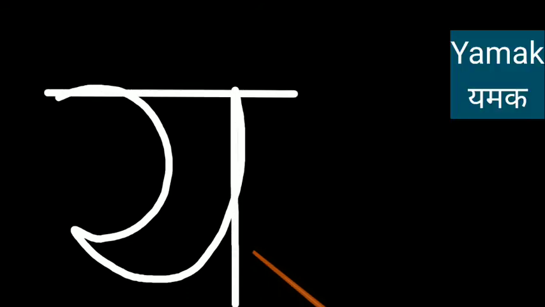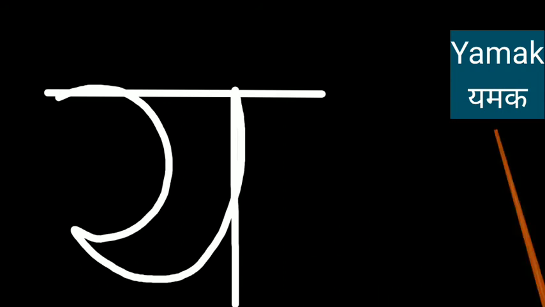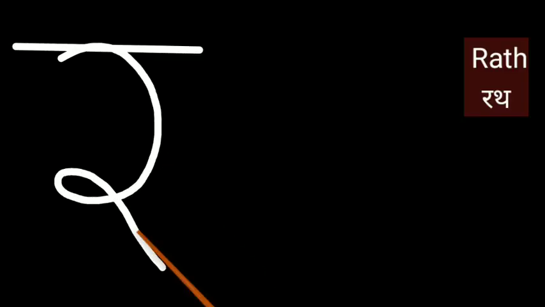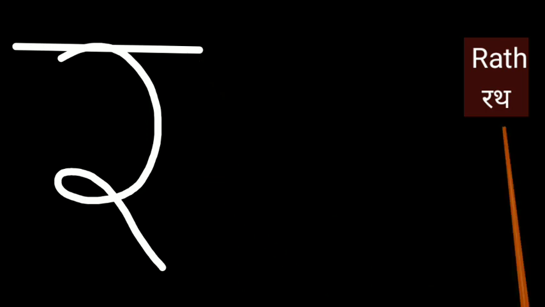Next is ya. One half circle join to big half circle and vertical line, then horizontal line on the top. It's called ya. Word is yamaka. Next is ra. One half circle join to slanting like this and horizontal line on the top. It's called ra. Word is ratha.